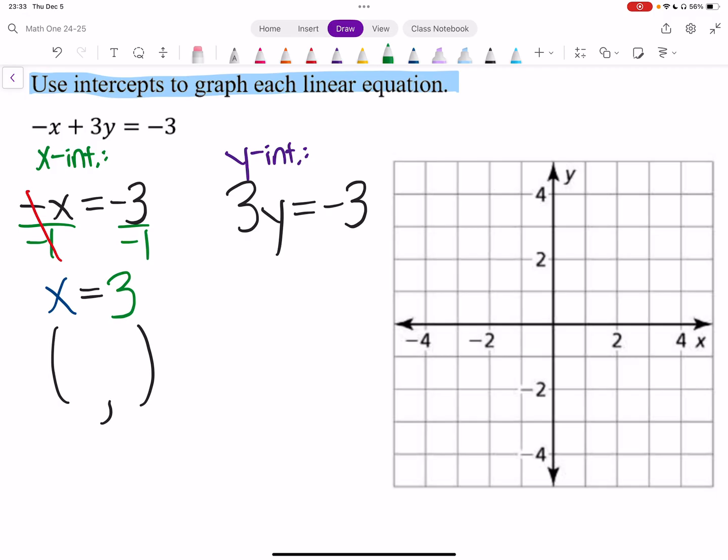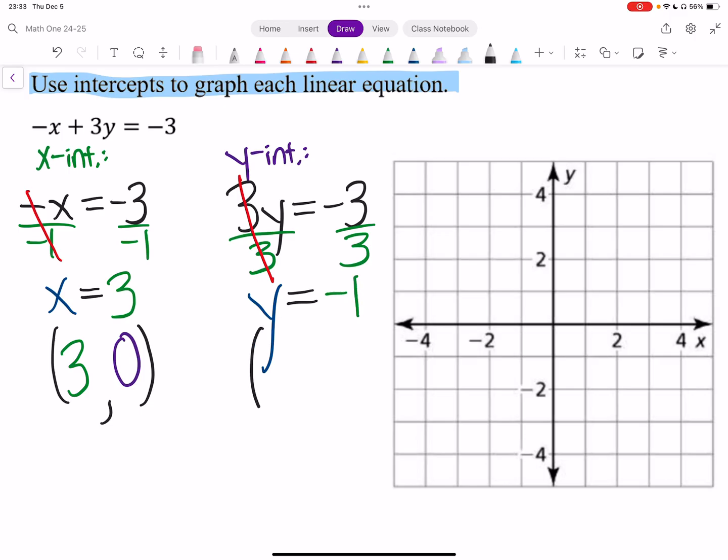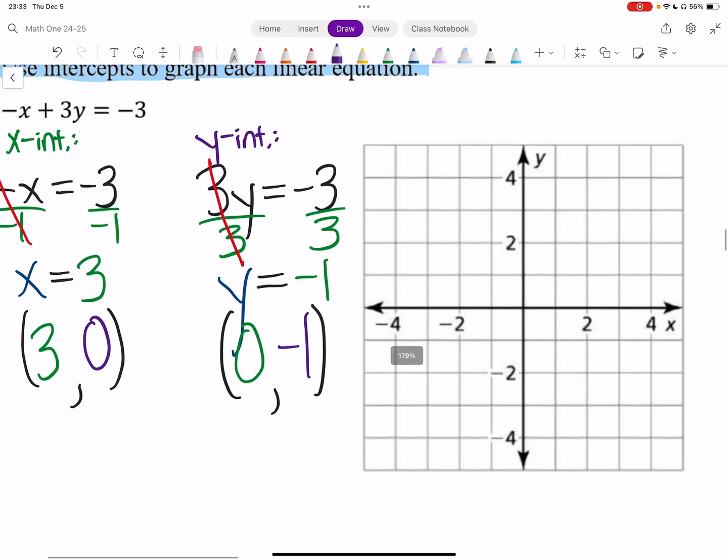And then again, I want you to continue getting practice with writing the intercept as an ordered pair. Looking at the equation with y in it, I must divide that 3 away because multiplication is happening there. Y remains on the left-hand side, and on the right-hand side, negative 3 over 3 is negative 1. Lastly, practice writing it as an ordered pair, 0, negative 1.